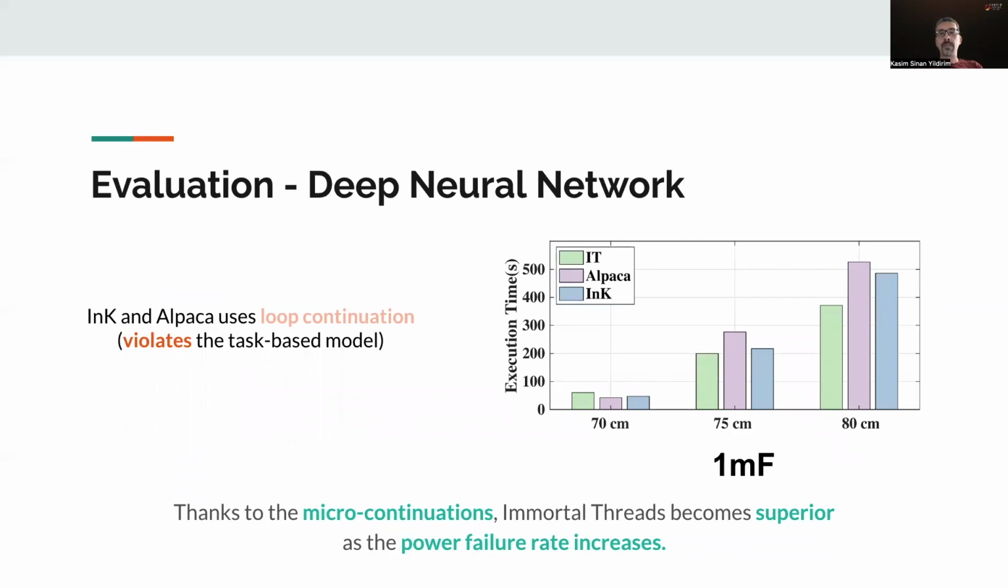We used 1 microfarad capacitors as the energy storage and 3 different distances from the RF power transmitter to observe different power failure patterns. Note that Alpaca and Ink DNN implementations employ loop continuation to reduce wasted work and improve throughput, which violates the task-based model. We conclude that Immortal Threads performance becomes superior to the other runtimes as the power failure rate increases. It wastes less computational progress thanks to the microcontinuations.